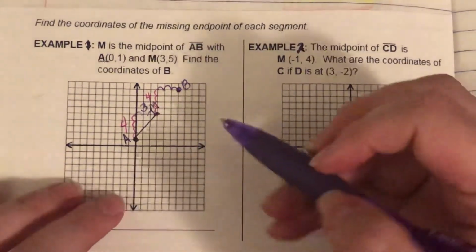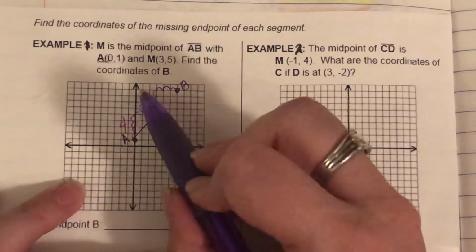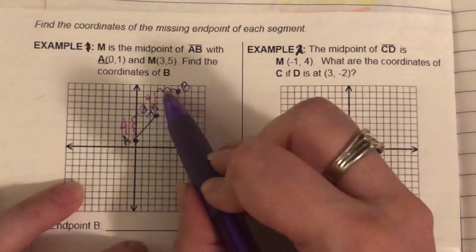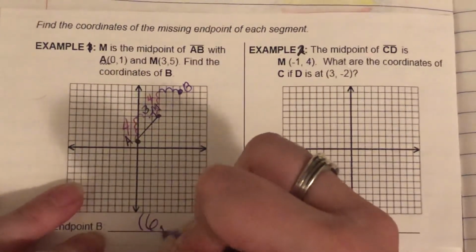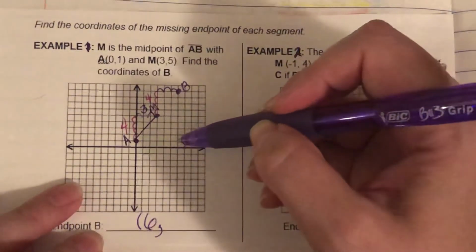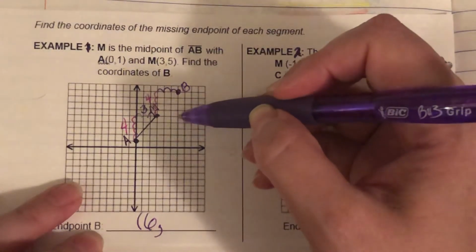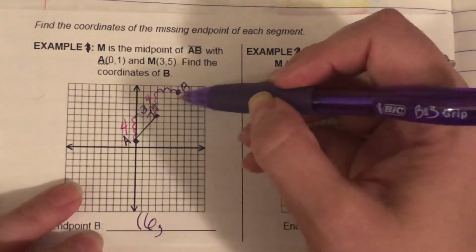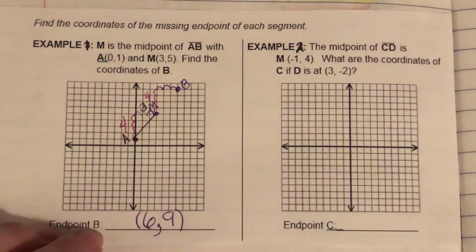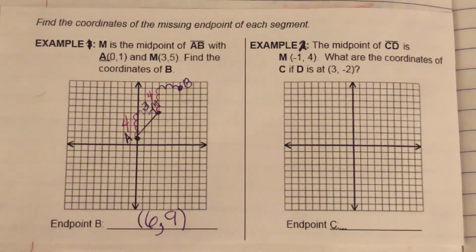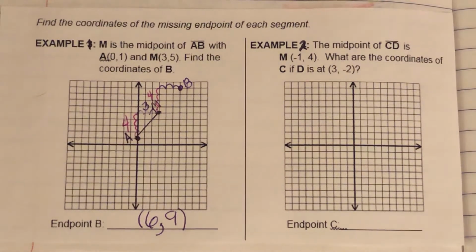Now I just have to figure out what that ordered pair is. Well, it's 1, 2, 3, 4, 5, 6, comma, 1, 2, 3, 4, 5, 6, 7, 8, 9. Okay, so remember, counting left to right is your X value, counting up or down is your Y value. Let's do that one more time.